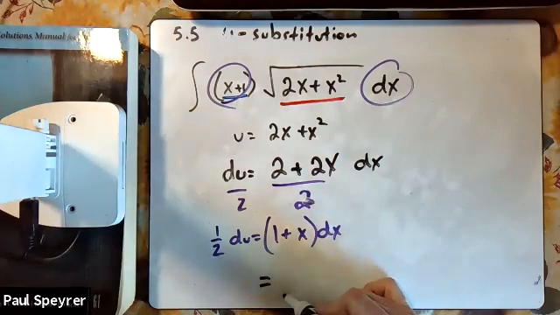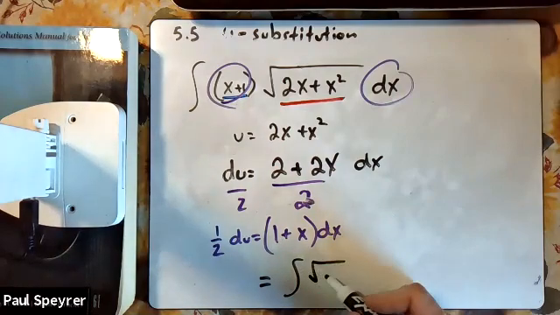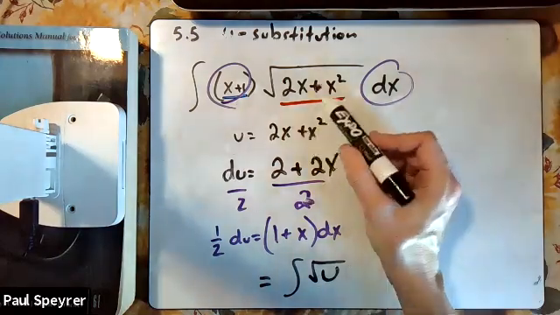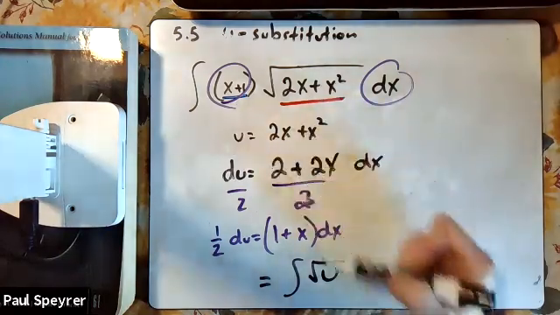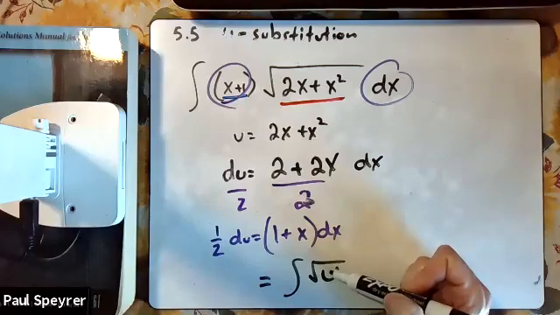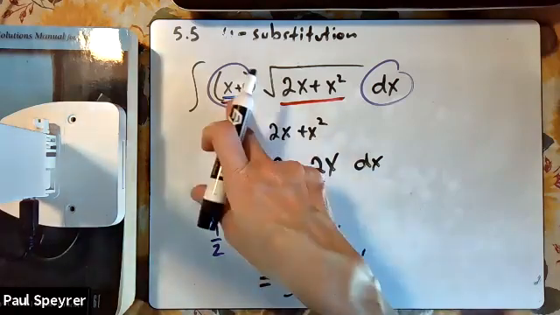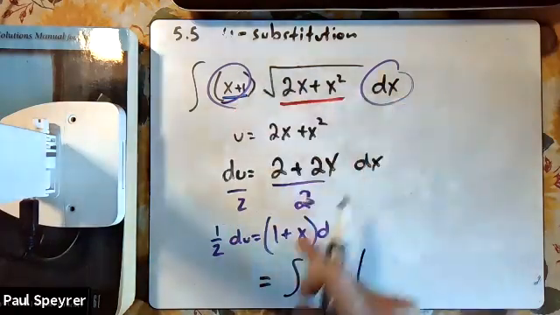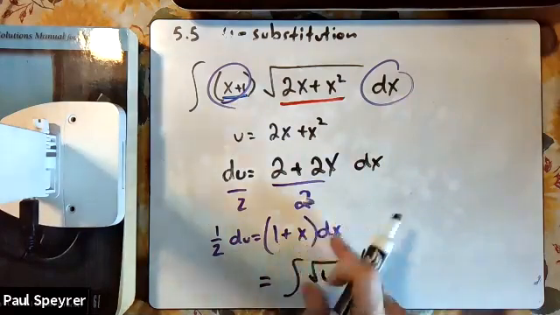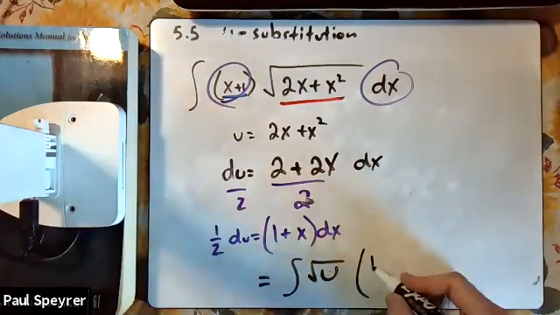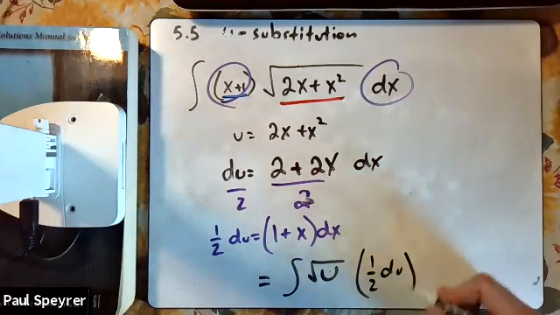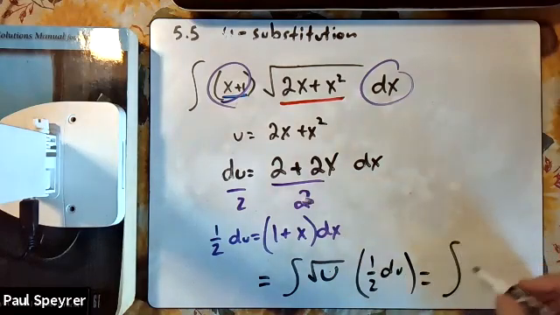Well, this is the integral of the square root of u, right? Why? Because what's 2x plus x squared? It's u, so it's under that root right there. And then we have, well, what about the x plus 1 and a dx? Remember, that's the purple stuff, right? 1 plus x dx is 1/2 du. But this is really equal to the integral of 1/2.